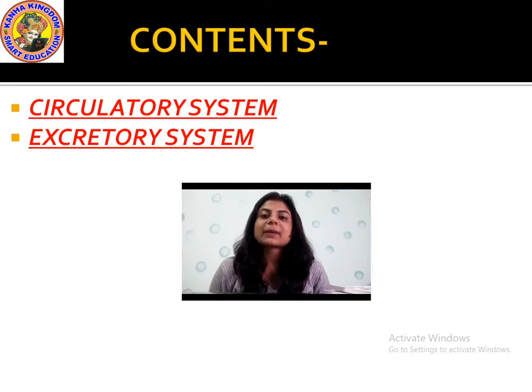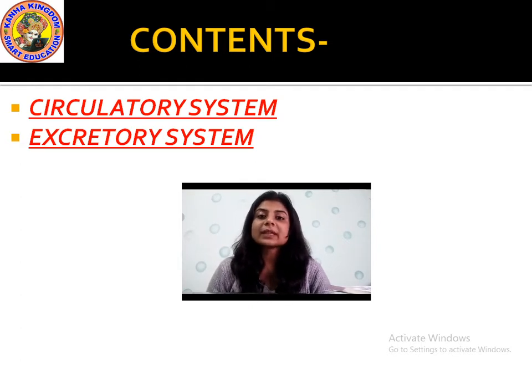So students, in this chapter we will study the two organ systems of our body, that is the circulatory system and the excretory system. These two systems in our body perform different functions. As we know students, our body is made up of different organ systems. We have different organs in our body, and all the organs perform differently in their own way.